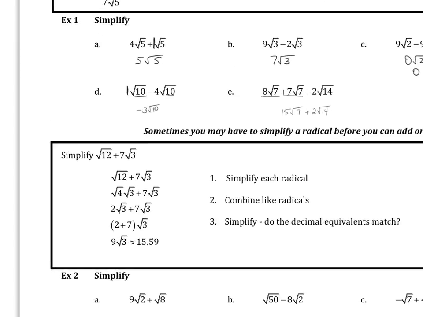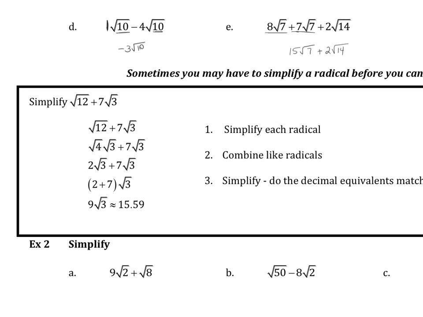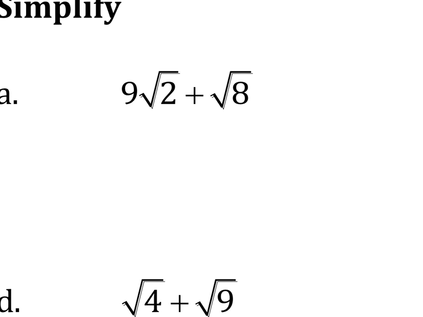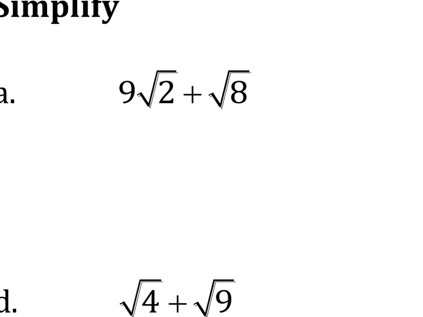Now, sometimes when you add or subtract for that matter, you're not going to have like radicals right off the bat. So you're going to have to do some simplifying first and then combining the like radicals. So let's look at the first example. So we have 9 square root of 2 plus square root of 8. 8 can be simplified, so I'm not going to do anything with the 9 square root of 2. I'm just going to bring it down.